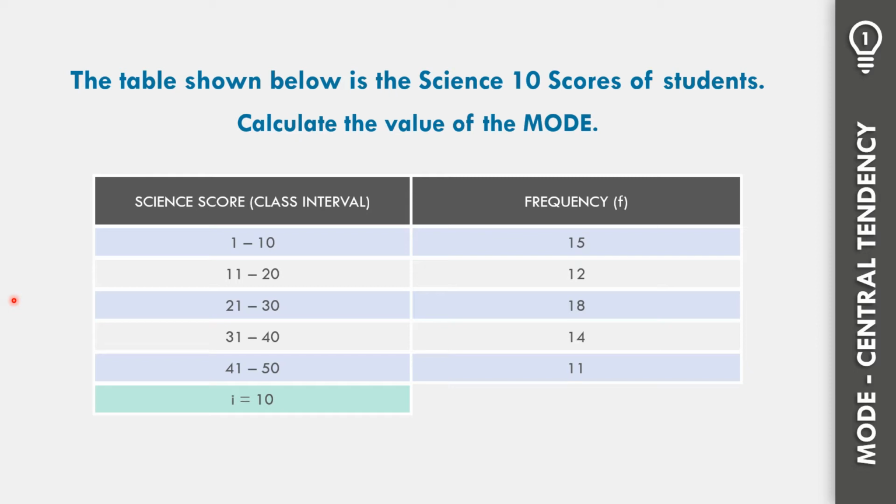How about the total frequency? We need to add 15 plus 12 plus 18 plus 14 plus 11. If we add all, that is equal to n is equal to 70. 70 is the total frequency.